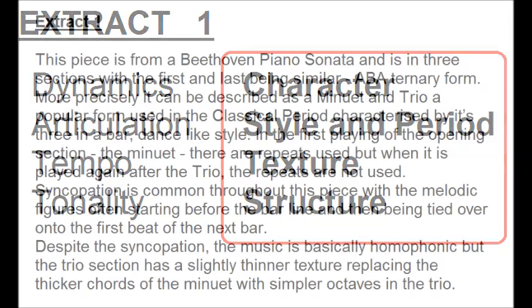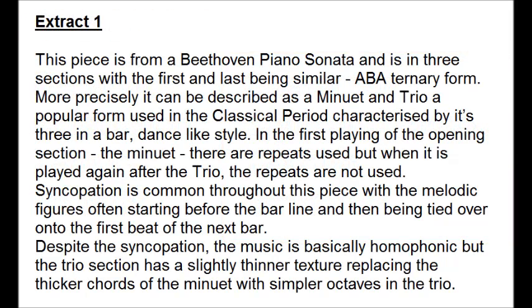This piece is from a Beethoven Sonata and is in 3 sections, with the first and last being similar, ABA ternary form. More precisely, it can be described as a minuet and trio, a popular form used in the classical period characterized by its 3-in-a-bar dance-like style.